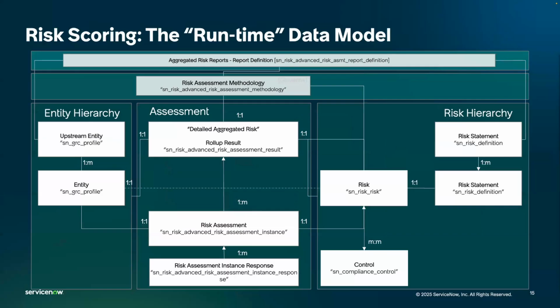All right, as we review what has happened behind the scenes, let's quickly recall this runtime data model. We have these critical tables that we're going to be specifically focusing on in the next couple of minutes: risk assessment instance response, risk assessment, and roll-up result. The other tables really are just related to the risk assessment, such as the risk registers and controls, as we just reviewed the assessments, and of course, the tie back to the entities and risk statements, respectively.